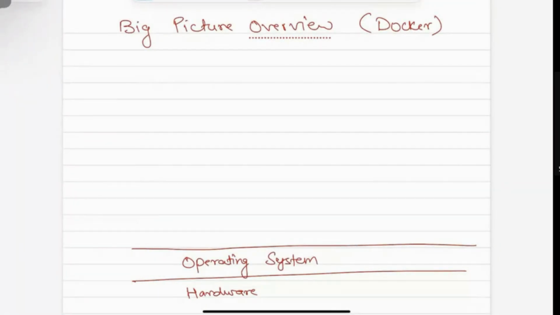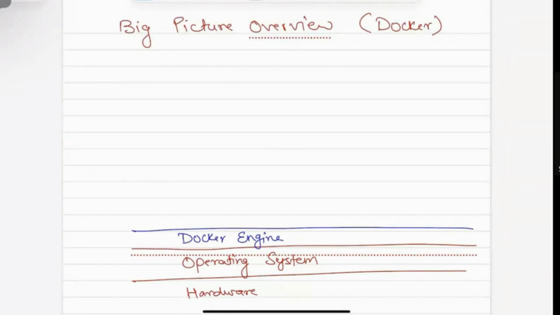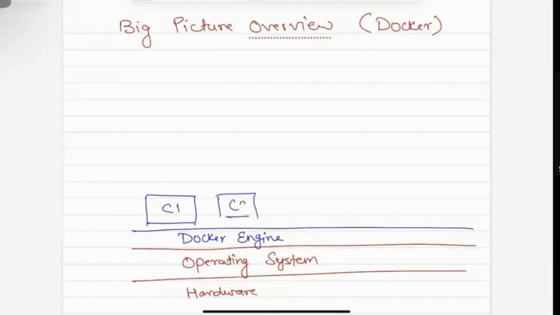So somebody thought about, hey, what if we add one more thin layer on top of the operating system and call that layer the Docker engine, which can create some illusion. The Docker engine can create an illusion so you can run certain processes like containers, C1, C2, C3, such that these containers get an illusion that they are directly running on the operating system and they can access hardware. And the Docker engine makes that possible.